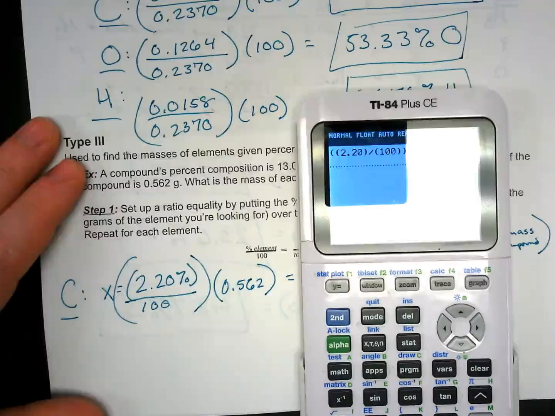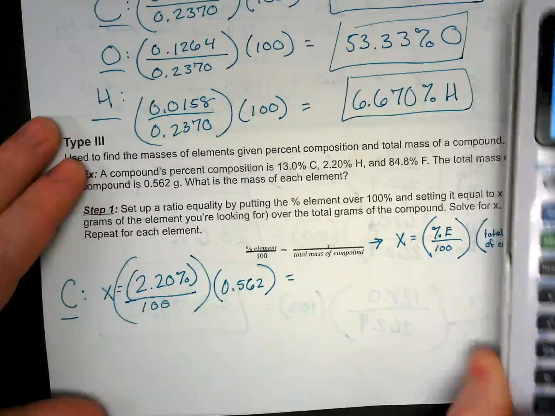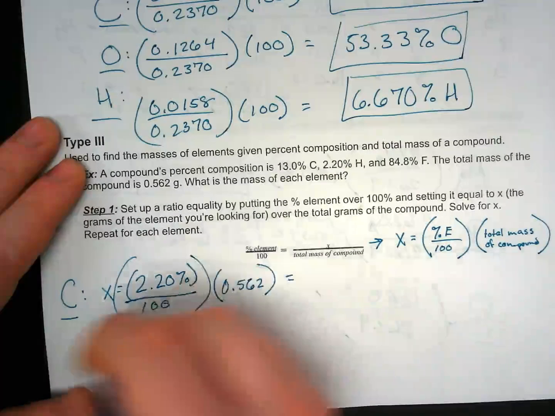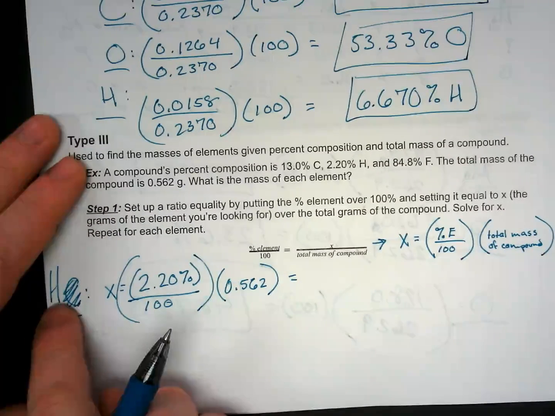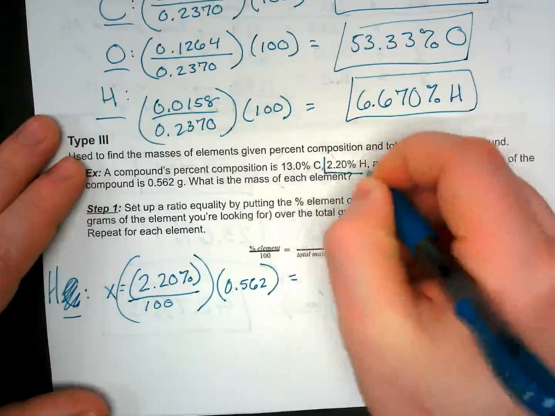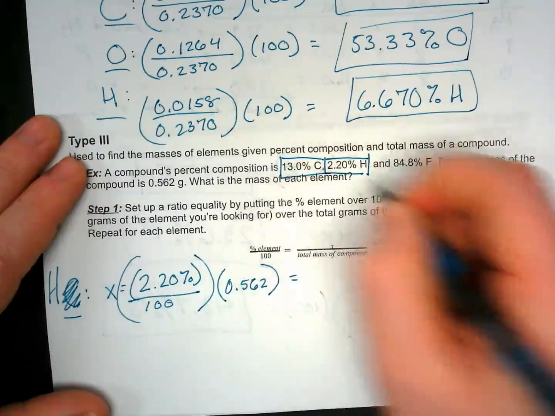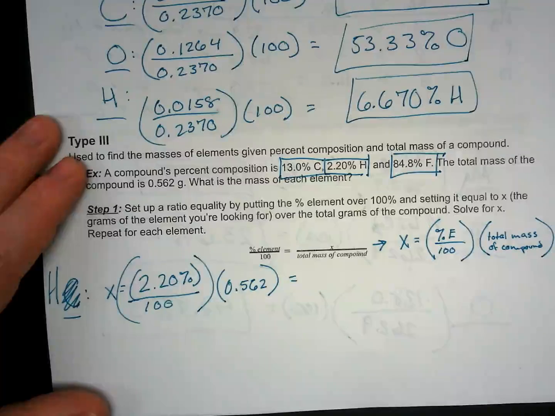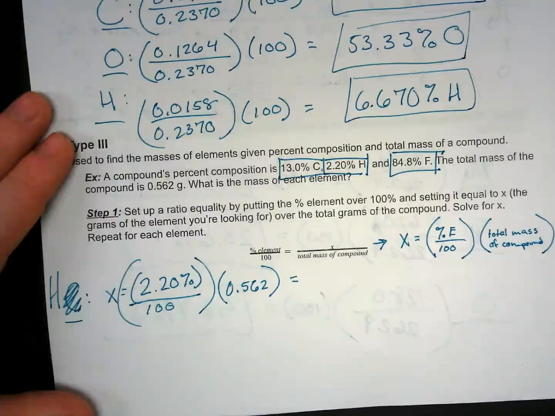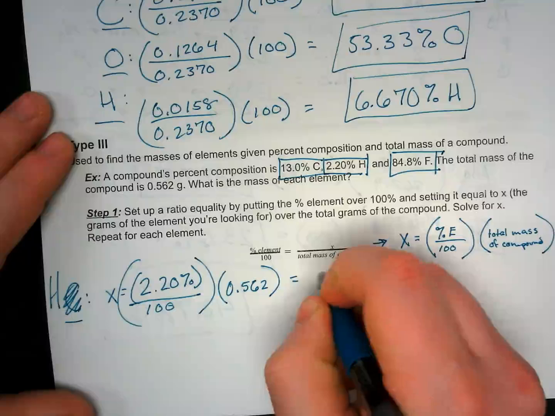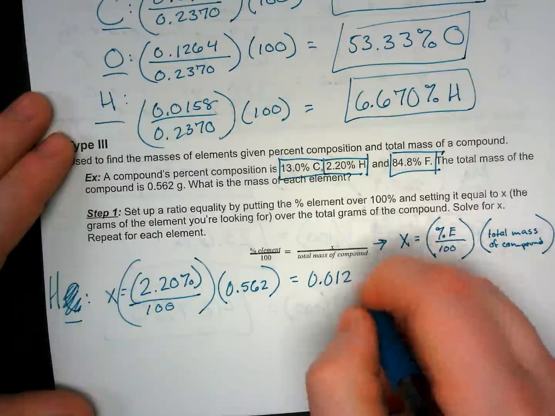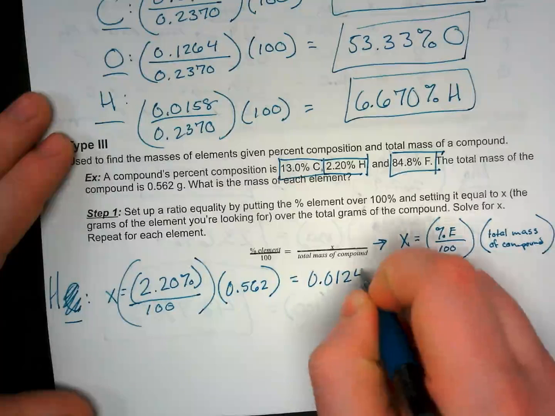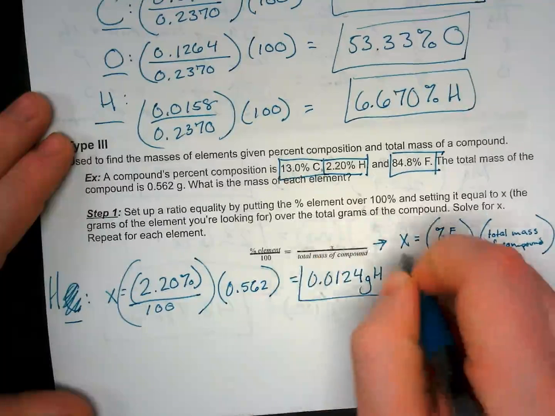And we get something that I did not get in my notes. Did I put in the wrong one? Oh, I looked at the wrong one. That's hydrogen. My bad, so we're just going to change this C to an H. If you caught that, I'm glad you caught that. That's actually hydrogen here. Carbon is 13%. Okay, sorry about that. So hydrogen is 0.0124 grams of hydrogen, with 3 sig figs.